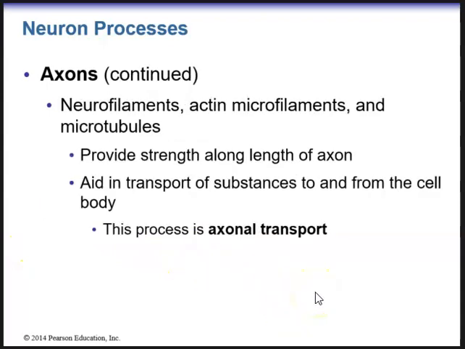So we have structures such as neurofilaments, actin microfilaments, and microtubules that provide strength along the length of the axon. They also aid in transport of substances to and from the cell body, such as hormones. This process is axonal transport.